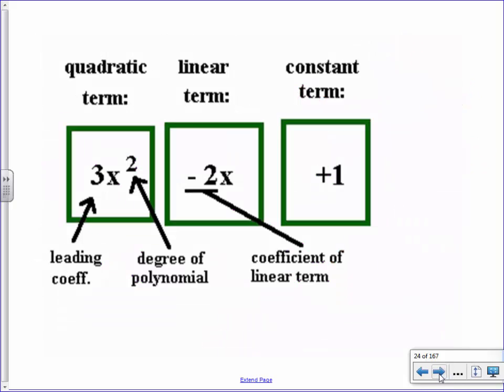Here's just a slide reviewing some of the terminology we're going to use in the course of this section. The last term that has no x is known as a constant term. By the way, your constant term is your y-intercept.